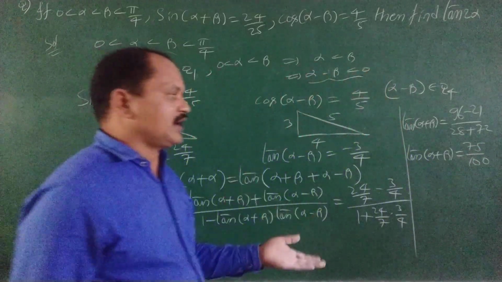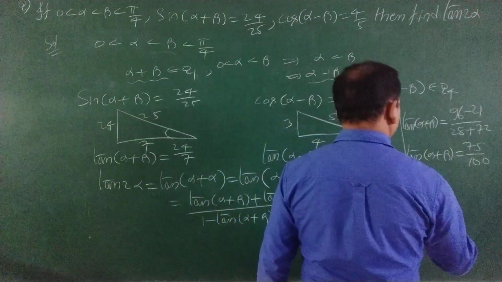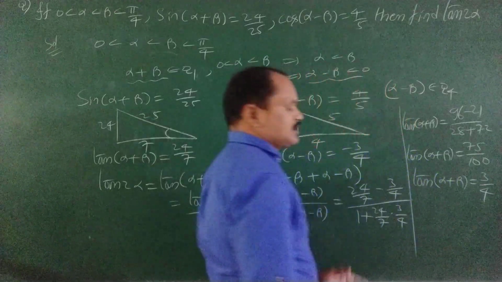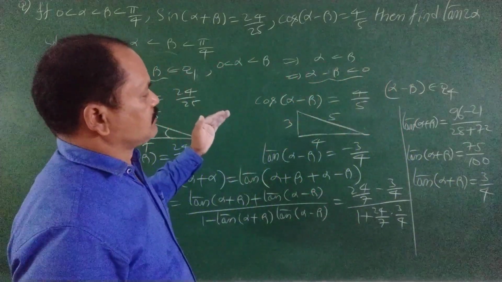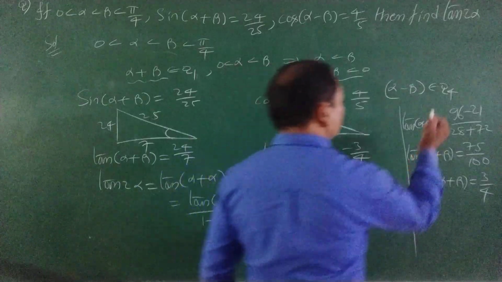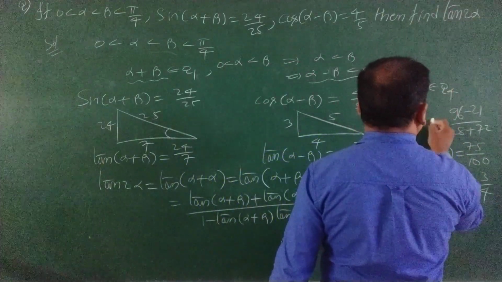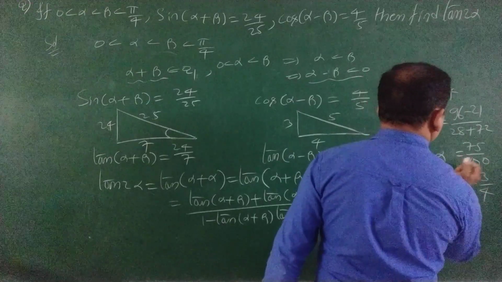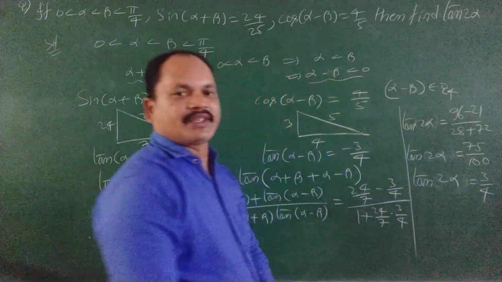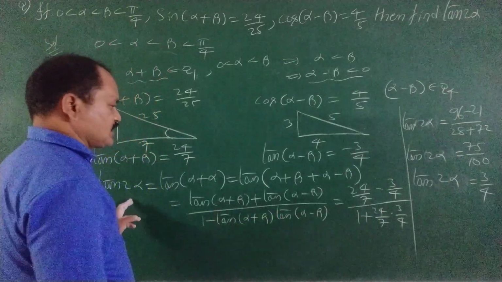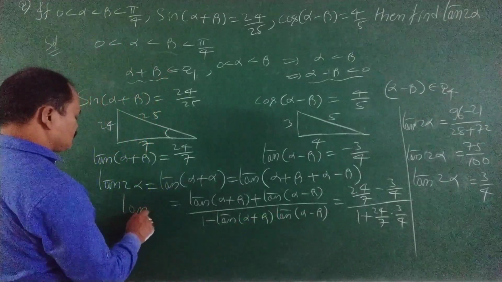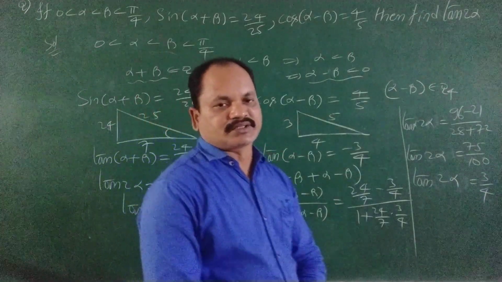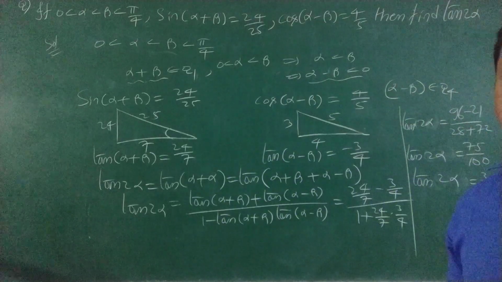That's why 25 times 3 is 75, and 25 times 4 is 100. That gives 3/4. So this is tan 2 alpha. So tan 2 alpha is equal to 3/4, since this is the result of tan 2 alpha. That's all. Now we are going to the next question.